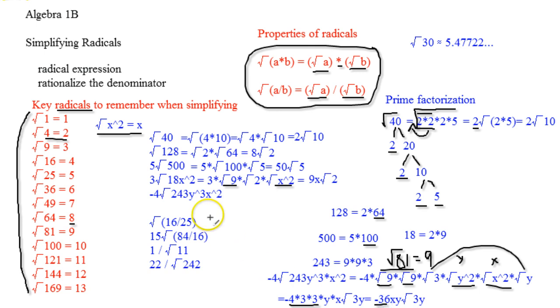All right, now square roots of fractions, we just take the square root of the top and the square root of the bottom, and that becomes 4/5. So it's as simple as that.